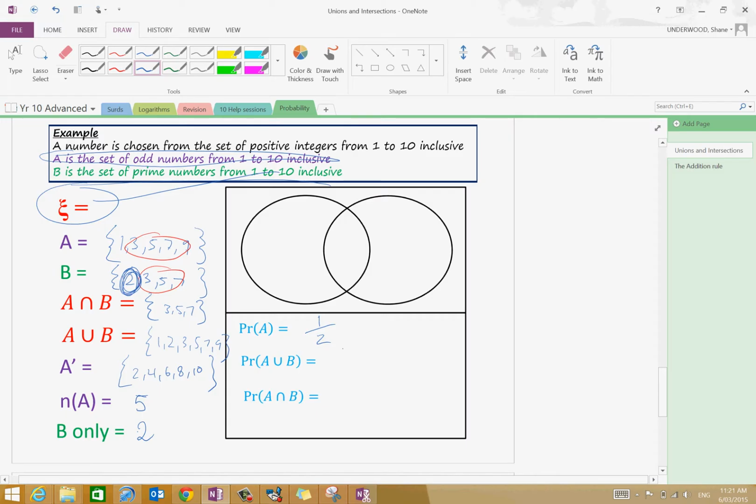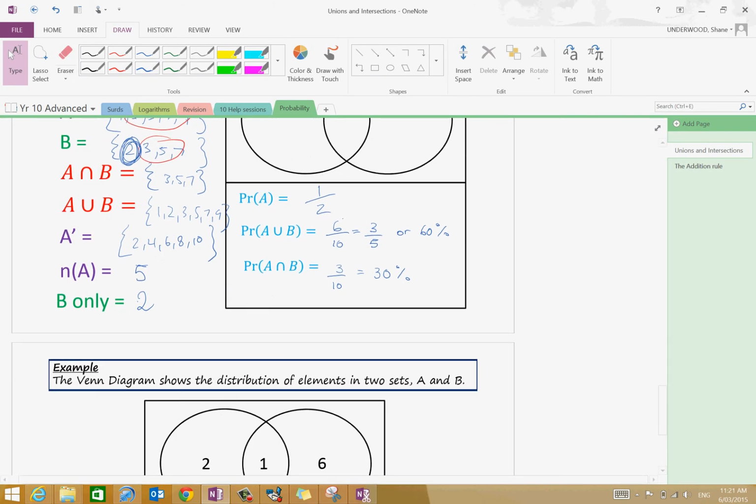Okay, so A union B is 6 out of 10, which we can simplify as 3/5, or 60%, yeah? And the probability of A intersection B is 3 out of 10, which is equal to 30%.